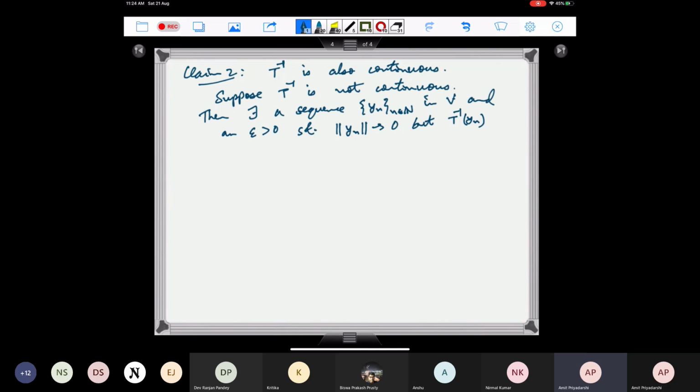If T inverse is not continuous, then it is not continuous at 0. So I'll get a sequence converging to 0, but T inverse of that sequence yn does not go to 0. So that means I can find an epsilon such that the L1 norm of T inverse yn is bigger than or equal to epsilon. This just follows from the fact that T inverse is not a bounded linear operator. So we get this.